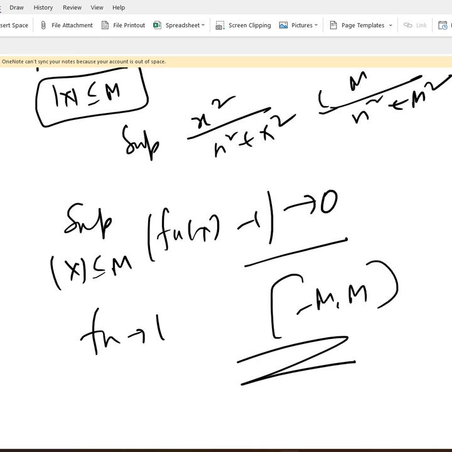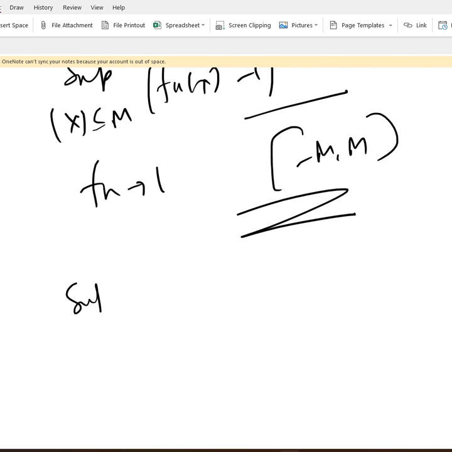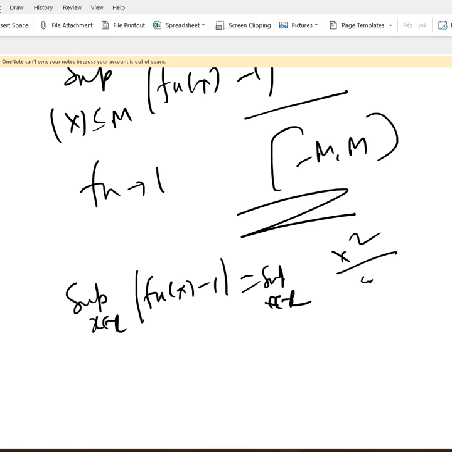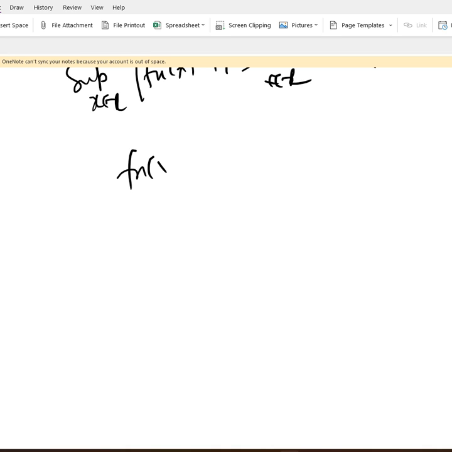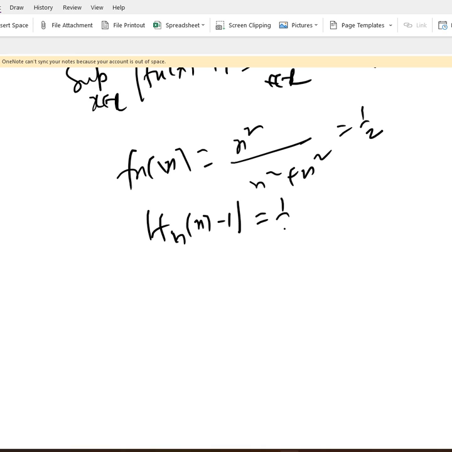Now for the failure of uniform convergence, we look at the supremum over x belonging to R of mod f_n of x minus 1, which is x square over n square plus x square. For large values of x, taking x equal to n, we get n square over n square plus n square, which gives directly one half. So the supremum is at least half, this is a lower bound, and it doesn't tend to 0 as n tends to infinity. So the uniform convergence fails in R.